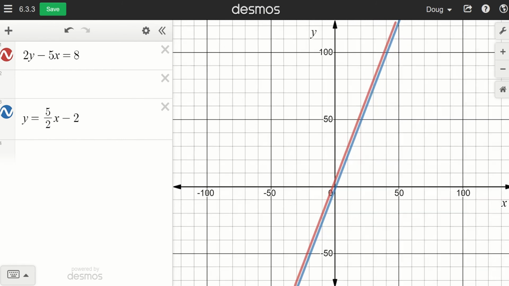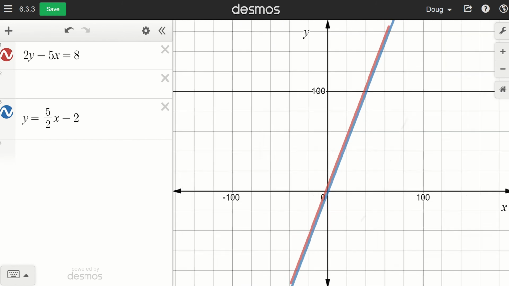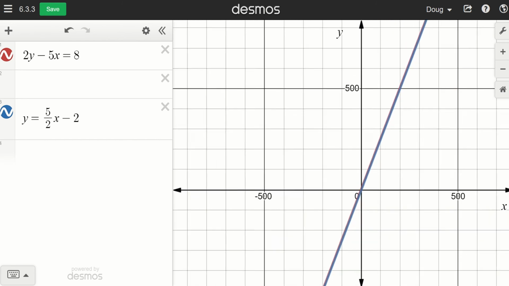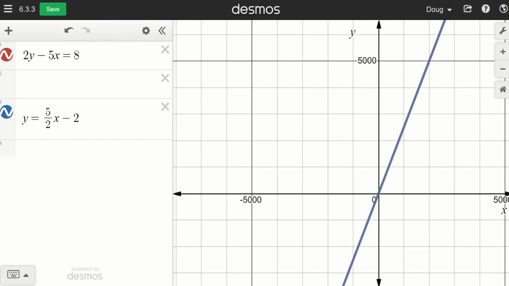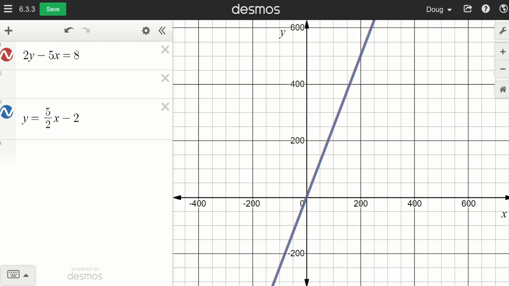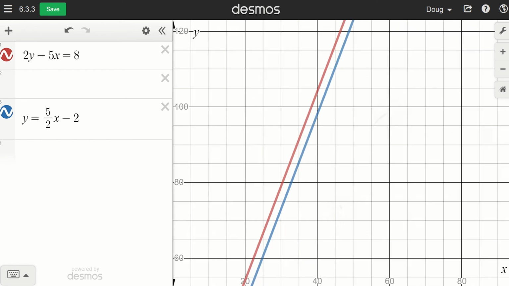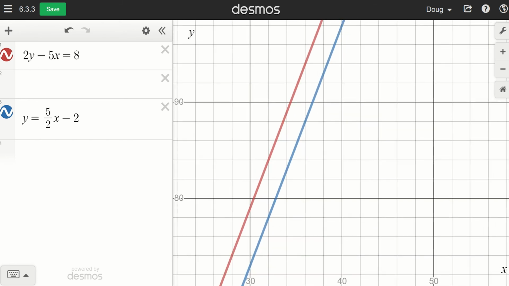Because of this, I can zoom out a lot, and they're going to look like they're actually touching each other if I zoom out far enough, but they're not. There's always a gap between these two. They will never touch each other, and they share no common points. Because of that, this system of equations would have no solutions.